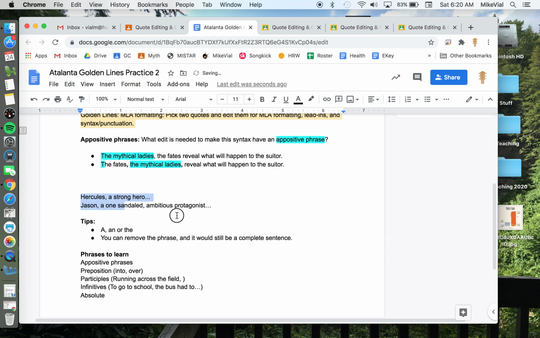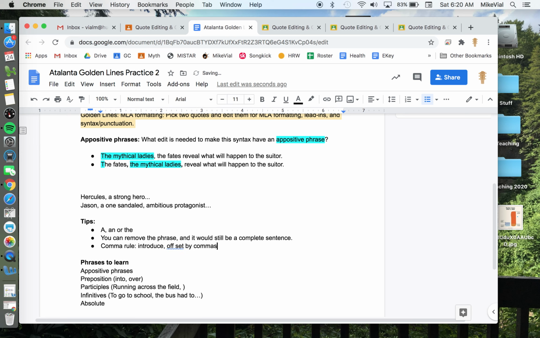We've had some examples. They often work well to describe characters. Hercules, comma, a strong hero. And then lastly, we learned a comma rule. If they introduce the sentence, then there's that comma between them and the complete sentence. Or if they're in the middle of the sentence, they're offset by commas. So this is a really great way to learn a comma rule, and most people don't know their comma rules at mastery, and it's just a hard thing to learn.